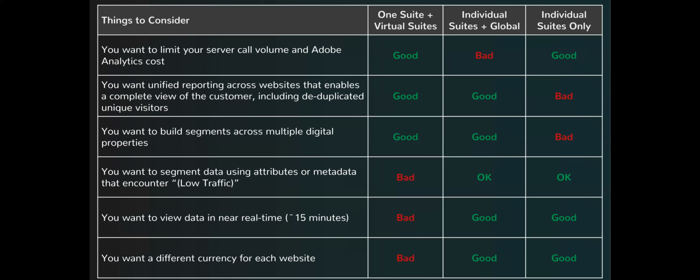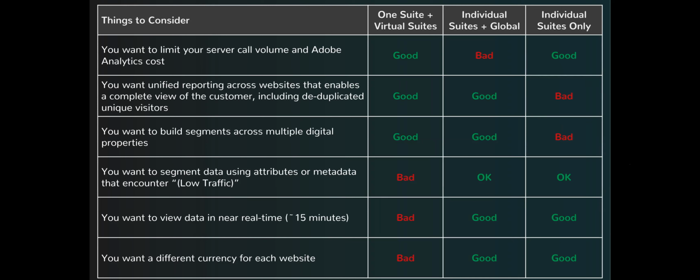If you happen to have a segment that you really need to build and it's based on that low traffic, you're pretty much in trouble anyway, but you're really in trouble if you use the one report suite with virtual report suites. You might be able to get by in some cases with the global and the individual suites, because sometimes what I found is that you don't hit the 500K limit. If you think about it at the individual site level, you only start to hit that 500K limit when you bring all of your sites together.